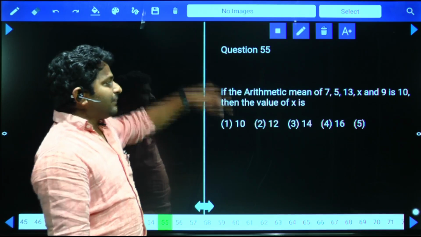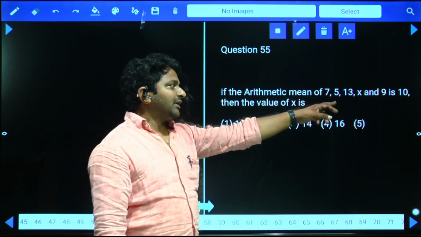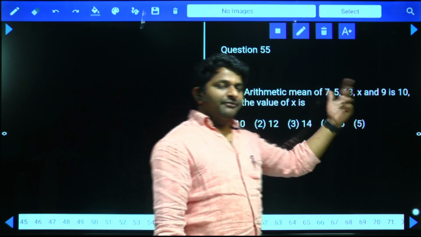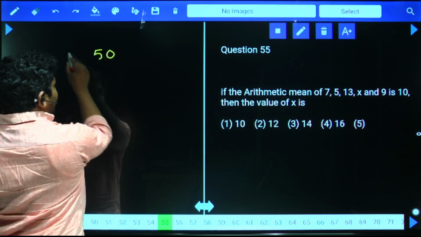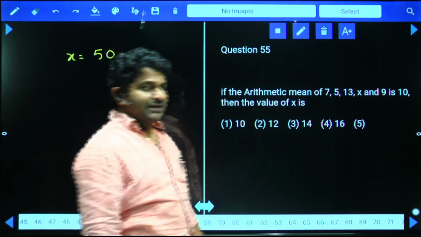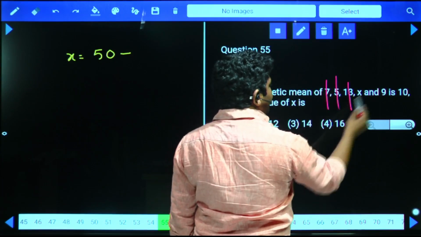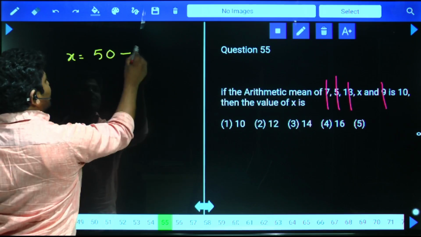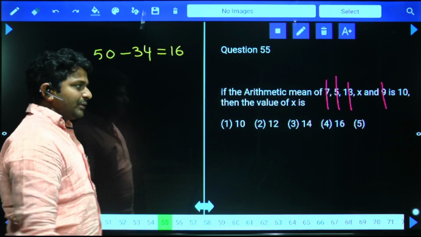Now the arithmetic mean, in the sense average, of 7, 5, 13, x and 9 is 10. How many numbers are there? 5 numbers are there. For 5 numbers, if average is 10, then sum is equal to 50. Then x is equal to sum of all numbers minus sum of the 4 numbers given here. Now 7 plus 13, 20. 5 plus 9, 14. 20 plus 14, 34. If you subtract 34 from 50, your x value is equal to 16.